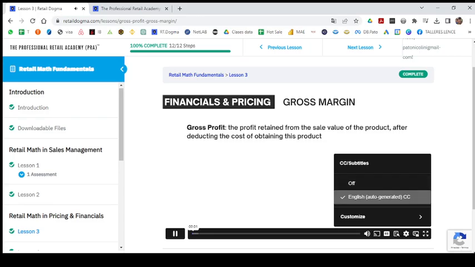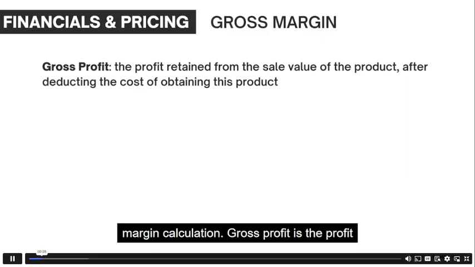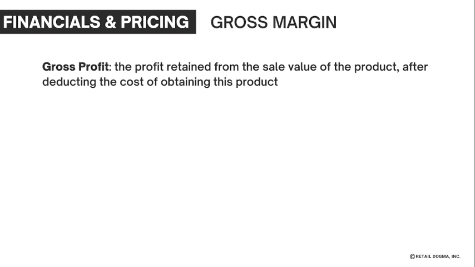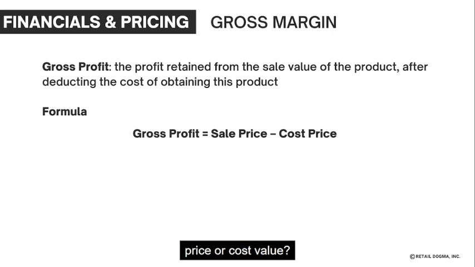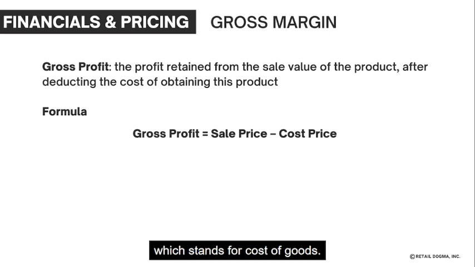We are going to start this section with gross profit and gross margin calculation. Gross profit is the profit retained from the sale value of the product after deducting the cost of obtaining this product. The formula for gross profit is gross profit equals sales price or sales value minus cost price or cost value. Cost price or cost value is also referred to as COGS, which stands for cost of goods sold.